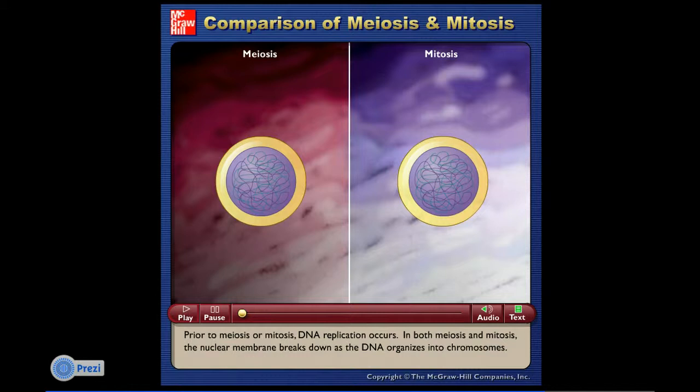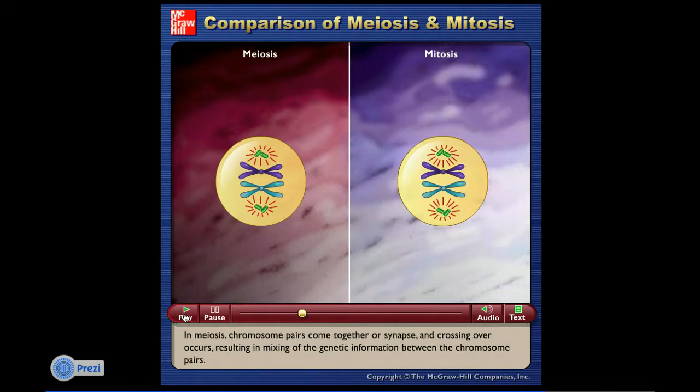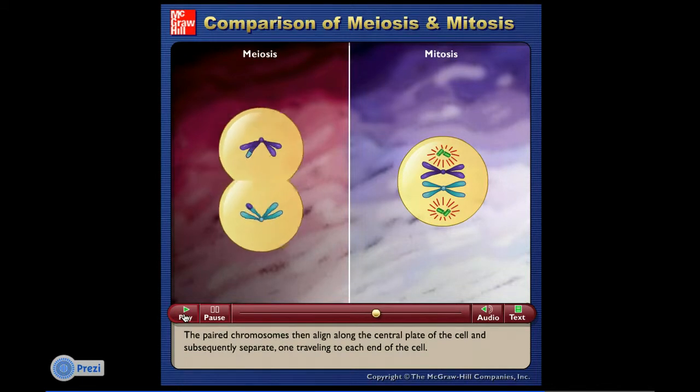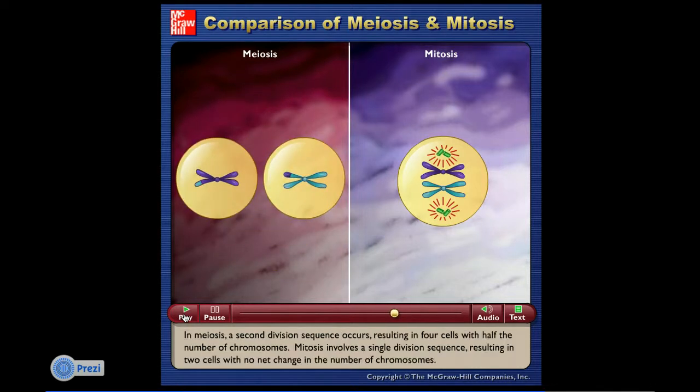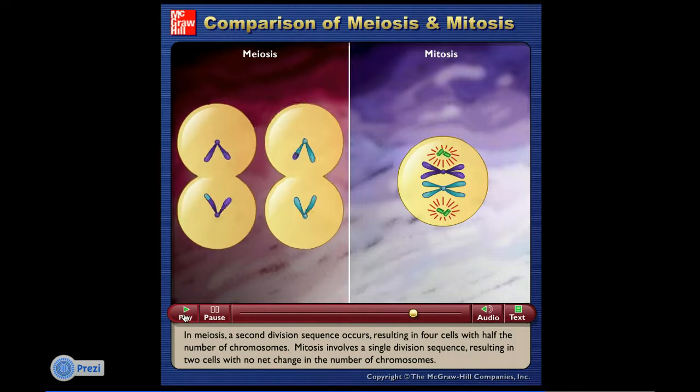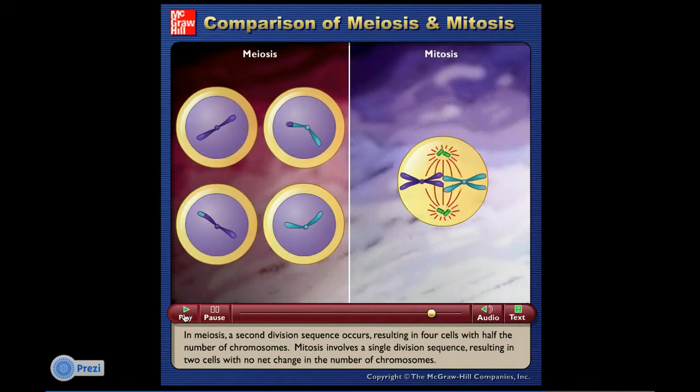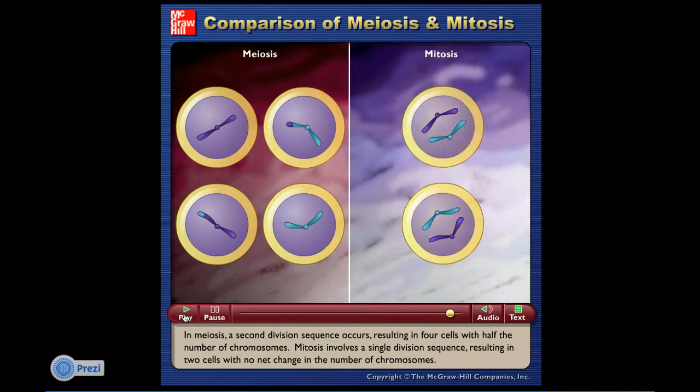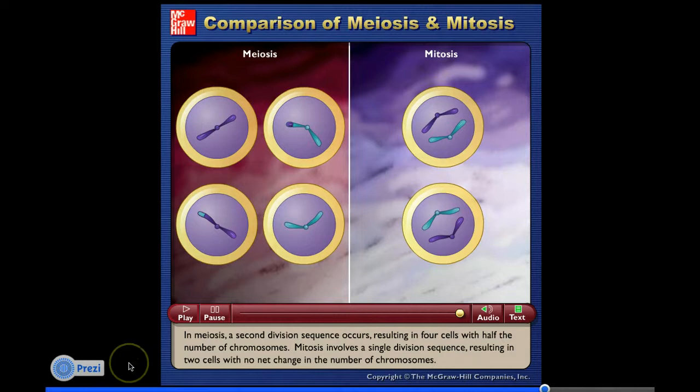So now let's take a look at the summary of a comparison between meiosis and mitosis, again in an animated form, because I think that really helps out. Prior to meiosis or mitosis, DNA replication occurs. In both meiosis and mitosis, the nuclear membrane breaks down as the DNA organizes into chromosomes. In meiosis, chromosome pairs come together, or synapse, and crossing over occurs, resulting in mixing of the genetic information between the chromosome pairs. The paired chromosomes then align along the central plate of the cell and subsequently separate, one traveling to each end of the cell. In meiosis, a second division sequence occurs, resulting in 4 cells with half the number of chromosomes. Mitosis involves a single division sequence, resulting in 2 cells with no net change in the number of chromosomes. Hopefully that clears things up a little bit.